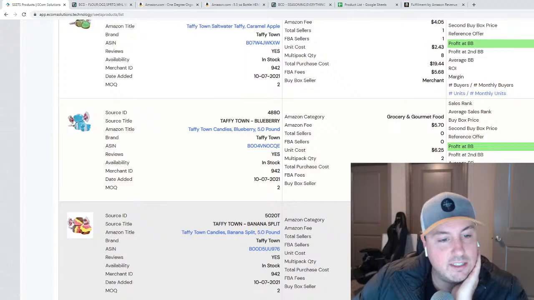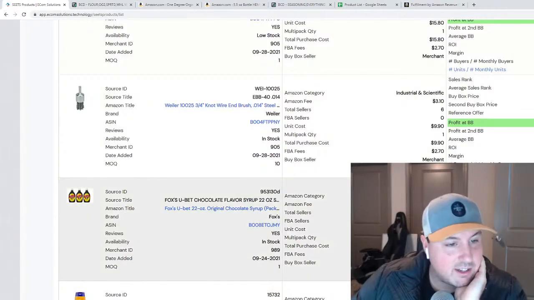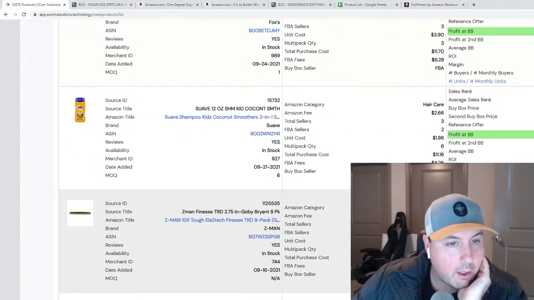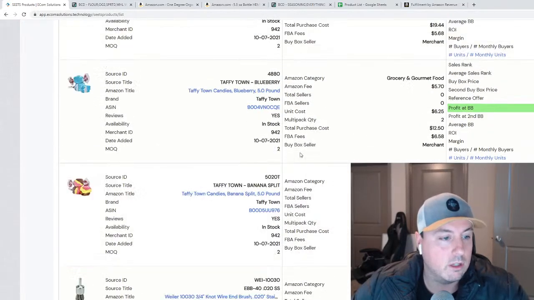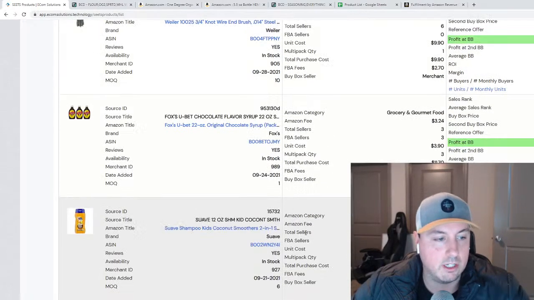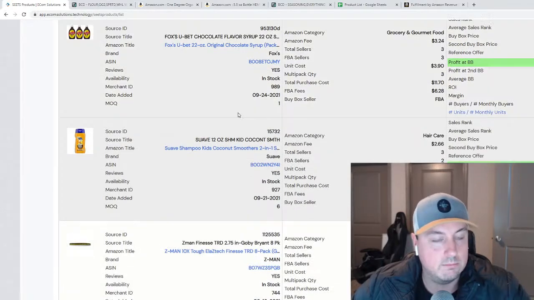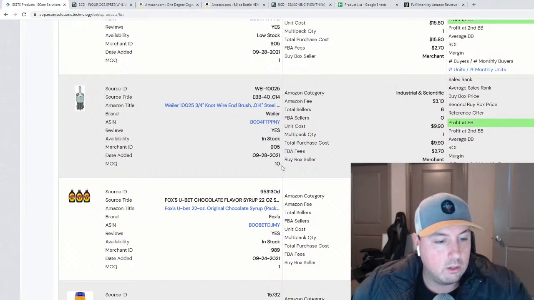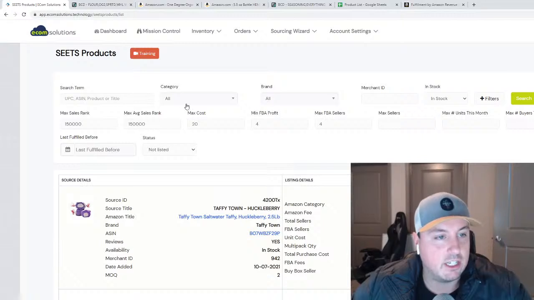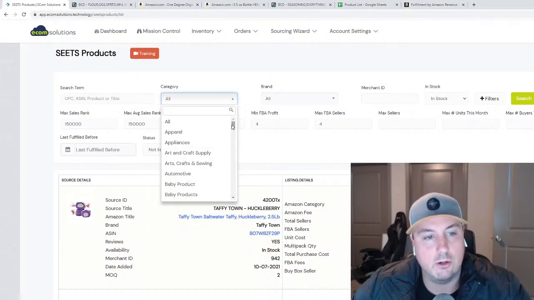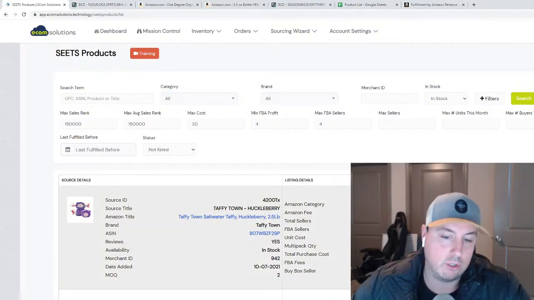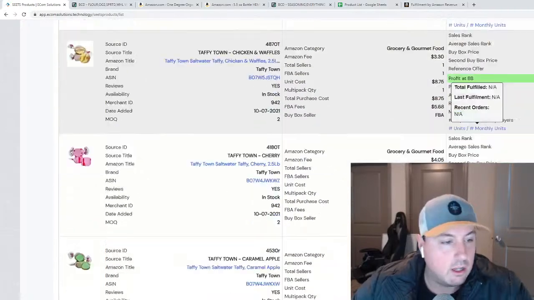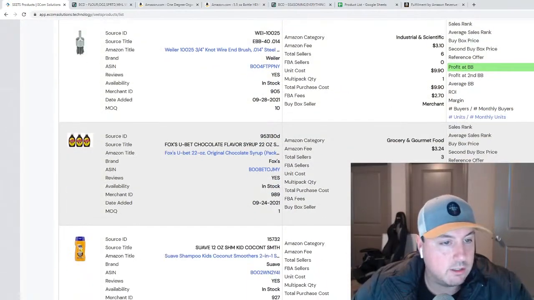More of that taffy. All right, here's something that's not food, and then here are some tools too. But let's look at the not food ones real quick. One thing I will say, you can filter for category, but I wish you could also have multiple filters. So if I want to click everything but the food, then it would just show everything but the grocery and gourmet category. But that's maybe something they can work on in the future.